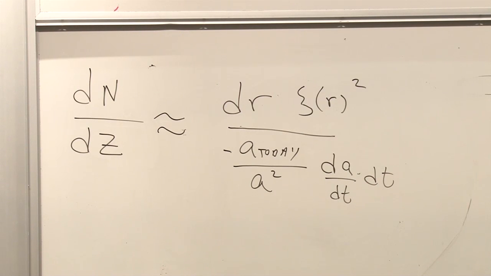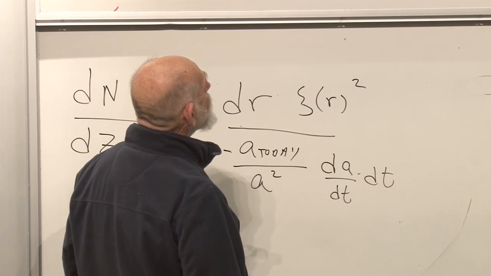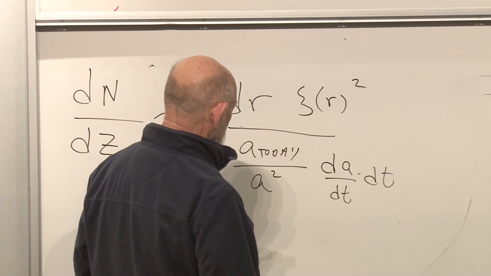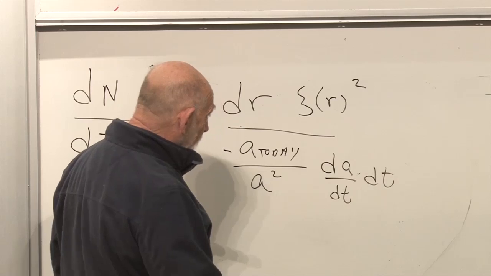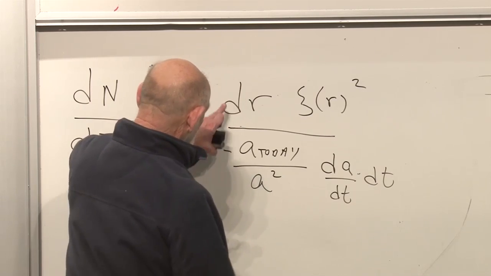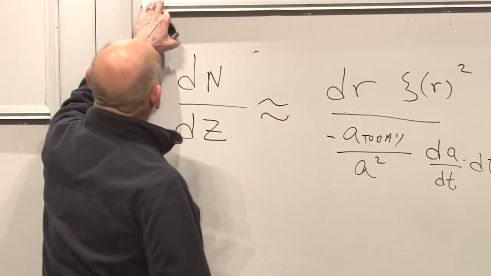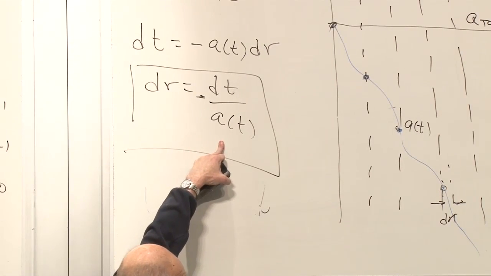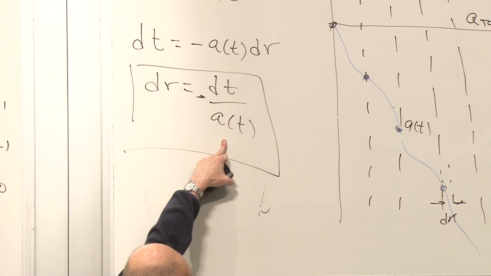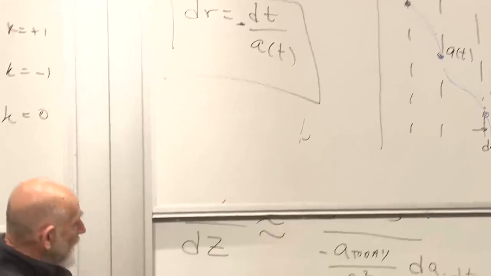I haven't done anything. I've just manipulated the equation a little bit. What is dt? It's not quite dr. No, we have dr by dt. What's dr by dt? Here it is. dr by dt is minus 1 over A of t, right? Along a light ray. That's why I had to do this. That's why I had to figure out what that is.